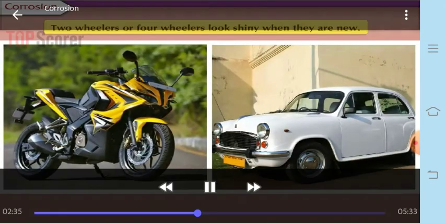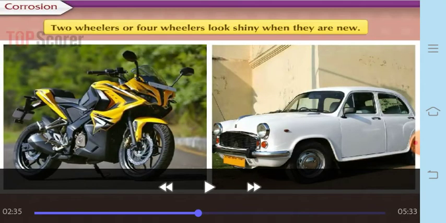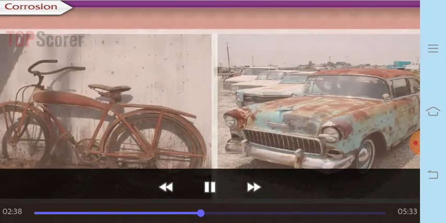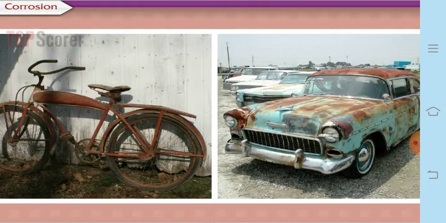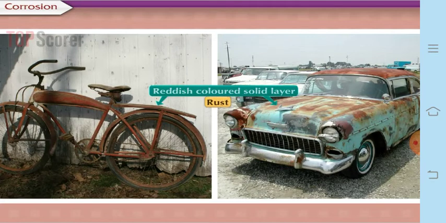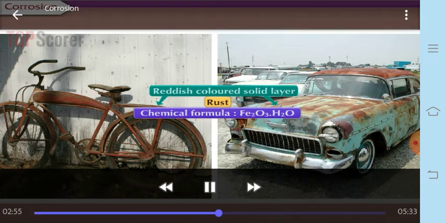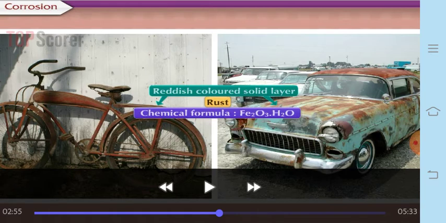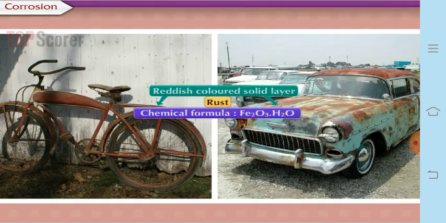When two-wheelers or four-wheelers are bought new, they are shiny, but when they become old, you will find a reddish colored solid layer formed on them, which is called rust. The chemical formula of this rust is Fe2O3 into xH2O. So this is how rusting takes place.